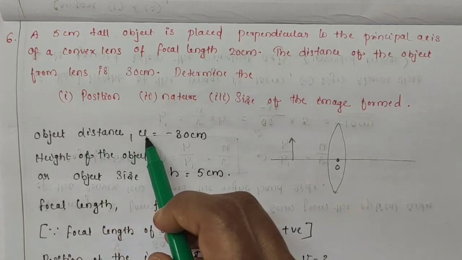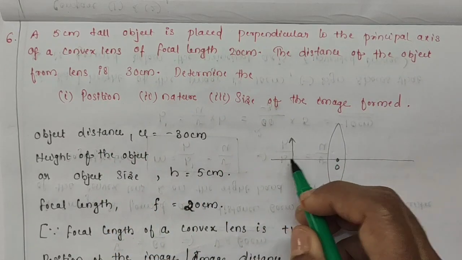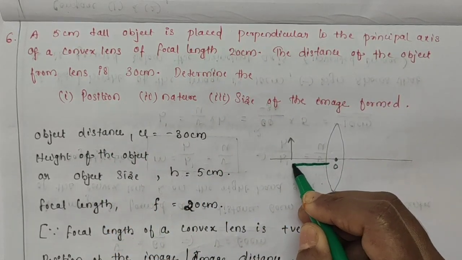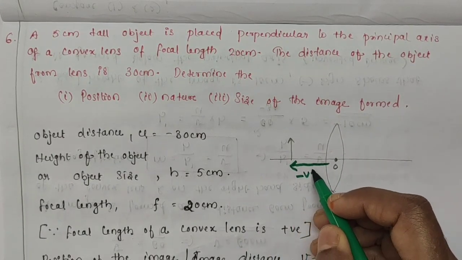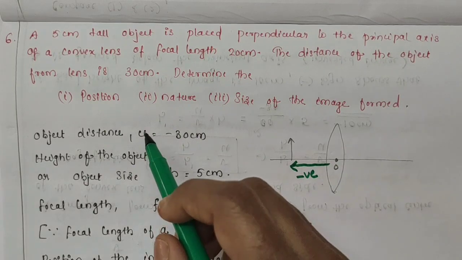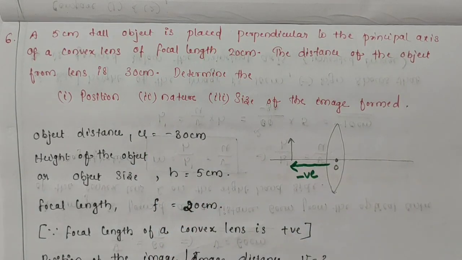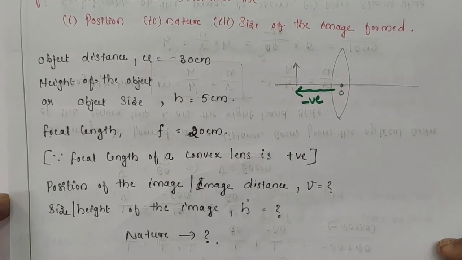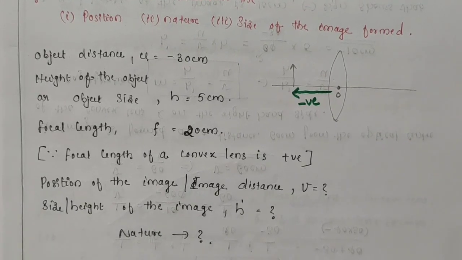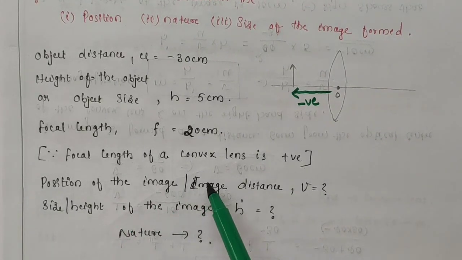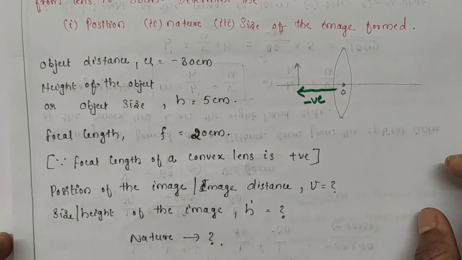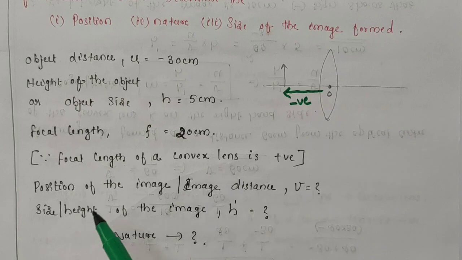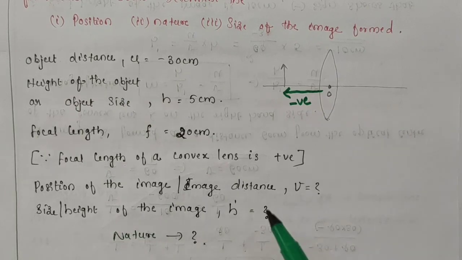Then the distance of the object from the lens is 30 centimeters, that is object distance u. The object is kept here. The object distance is measured to the left of the optical center, so as per the sign convention, that must be taken as negative. So object distance u is equal to minus 30 centimeter. We want to find out the position of the image formed, that is image distance v, then size or height of the image h dash, and nature of the image.